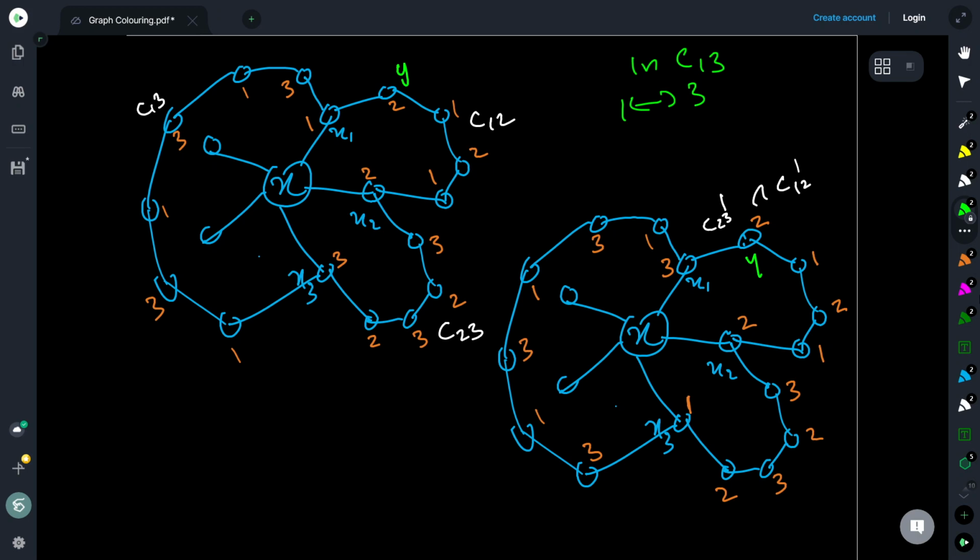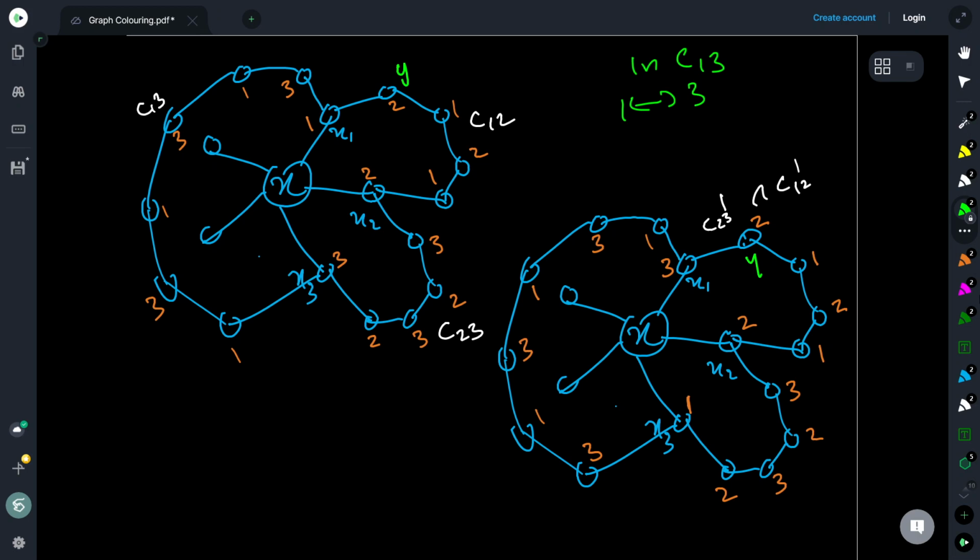And now what can we say? Because it is a good coloring, again we have to look at this property. So we have these components: C12 has now become C12 dash, C13 is C13 dash, C23 is C23 dash, etc. So I can rename them. So what is C23 dash?